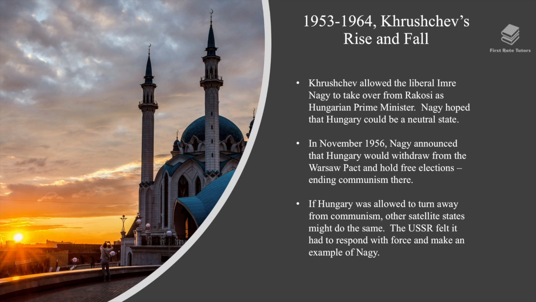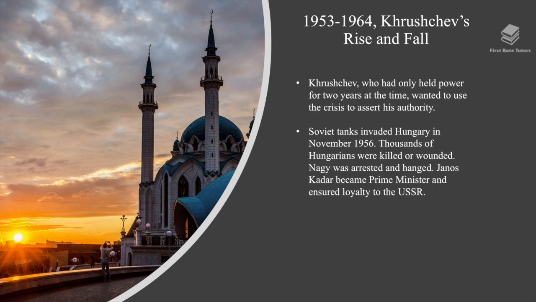If Hungary was allowed to turn away from communism, other satellite states might do the same. The USSR felt it had to respond with force and make an example of Hungary. Khrushchev, who had only held power for 2 years at the time, wanted to use the crisis to assert his authority. Soviet tanks invaded Hungary in November 1956. Thousands of Hungarians were killed or wounded, and Nagy was arrested and hanged. János Kadar became Prime Minister and ensured loyalty to the USSR.